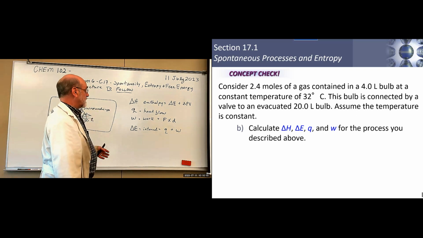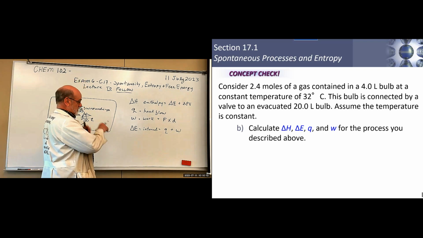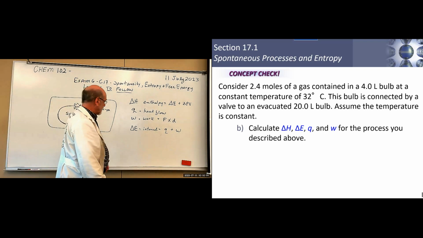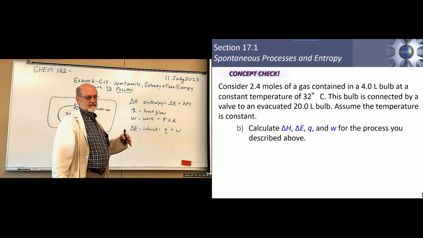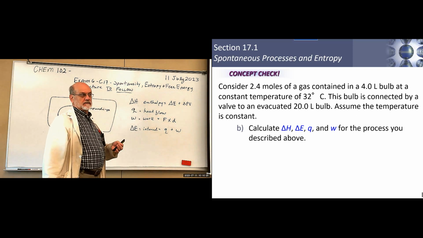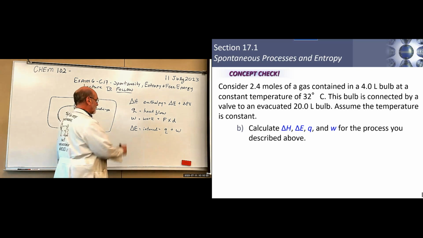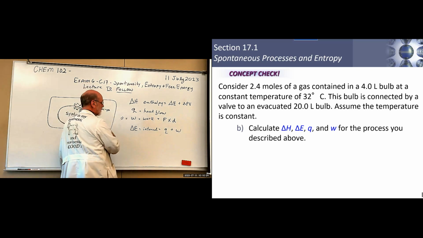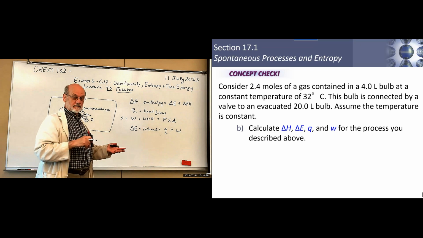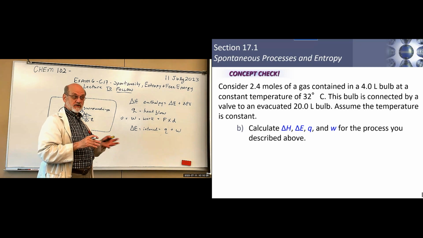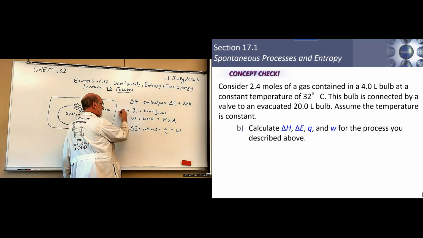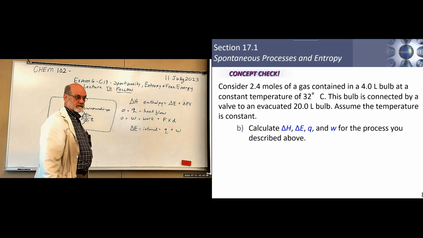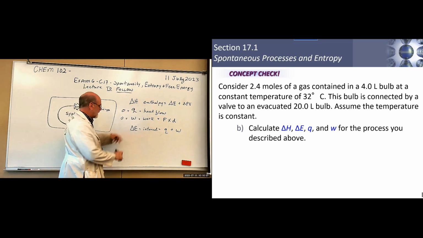Well, if you look at them in terms of their definitions: if the gas moves from one bulb to the other, has there been any work done? Well, there's no work at all, so that would be zero. Was there any heat transfer? Temperature is constant, and that's how we measure heat transfer. So the temperature is constant, which means no heat flow either. That means there was no change in internal energy.